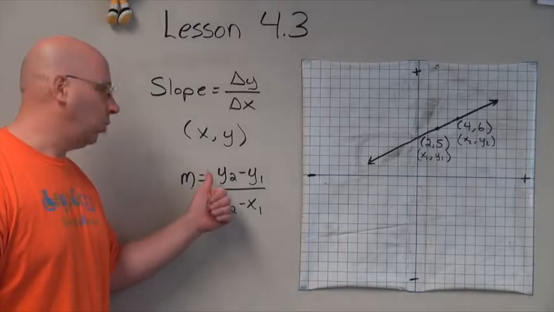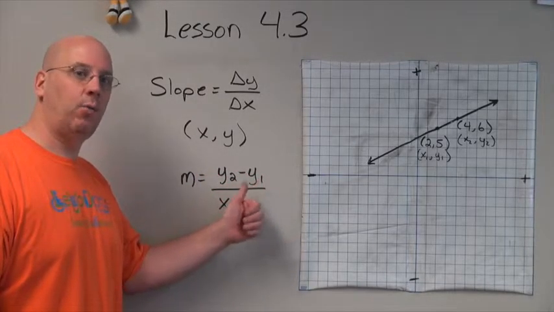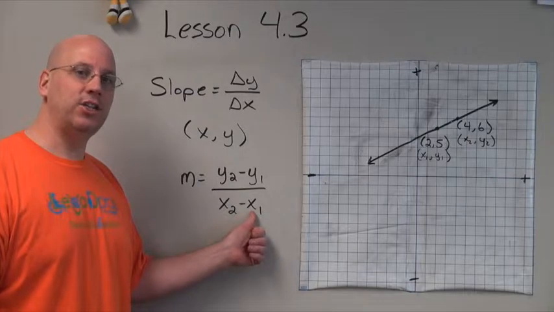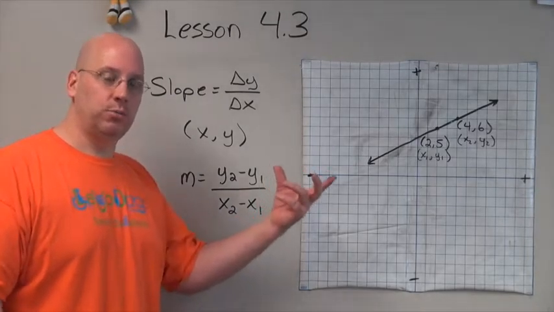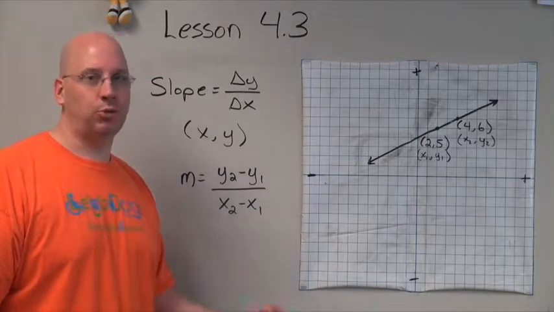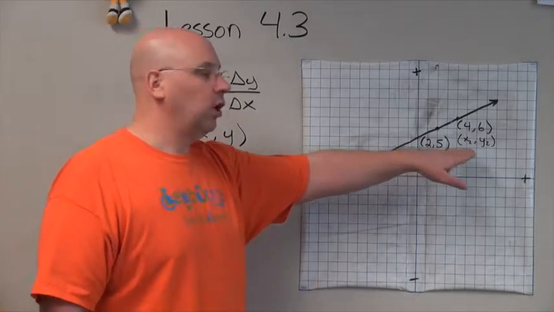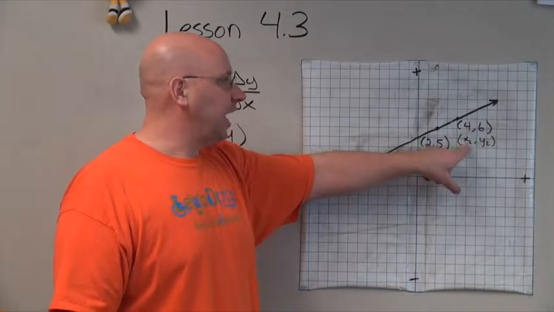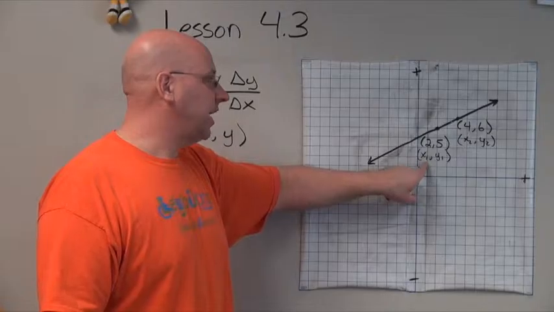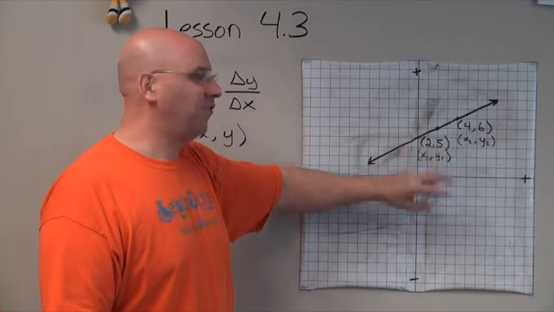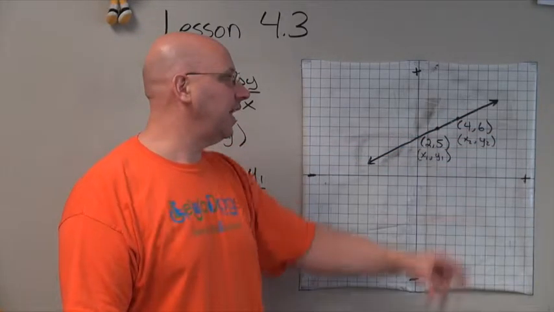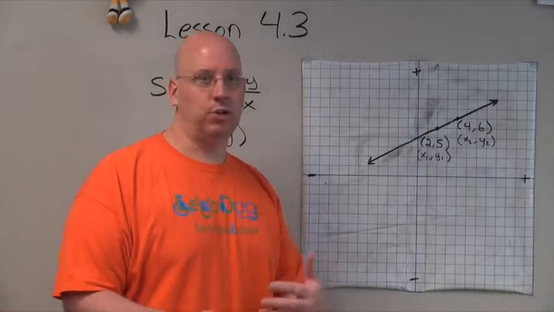Your m is your y2 minus your y1 over your x2 minus your x1, meaning you're subtracting the 2 y values, you're subtracting the 2 x values. If you look up here, I labeled this as x2 and y2, and this is x1 and y1, meaning this is my first set, or what I'm calling my first set, and that's my second one. It doesn't matter which one is which.